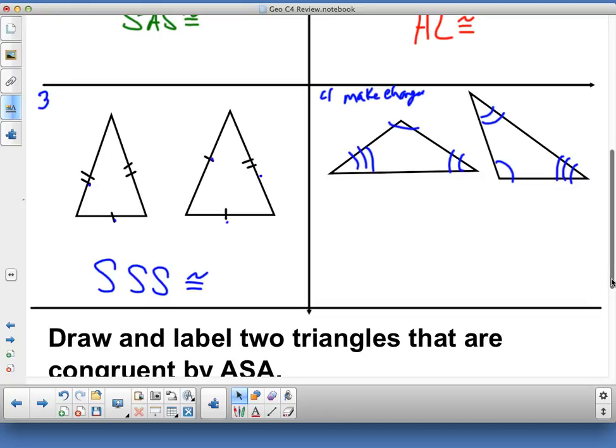In this particular case, I have two triangles that are similar by something called angle-angle similarity. It's something we're going to learn about in chapter 7, first thing, second semester. This is not congruent because I have no sides. So right now we know not congruent.